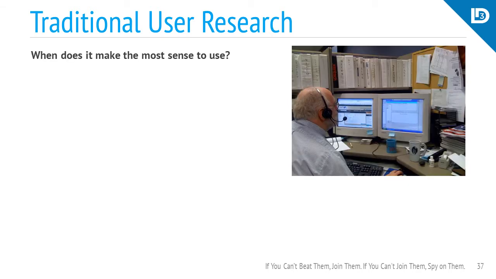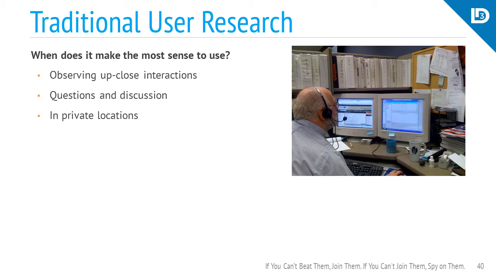So when would you use traditional user research? When you're trying to observe up-close interactions, you need to see how people use a computer, or mobile device user interface, or some kind of tool or product up close. When you need to have questions and discussion and understand what people are thinking and why they're doing what they're doing, then it needs to be overt. When you're doing research in private locations, you can't be covert. You need to be overt about what you're doing and get people's consent. When you have less time and money, traditional user research is much more targeted and much more efficient than some of these other methods.